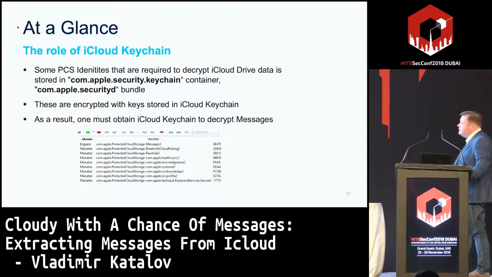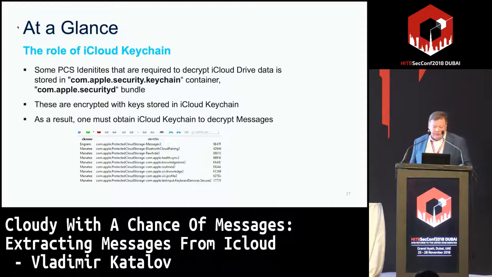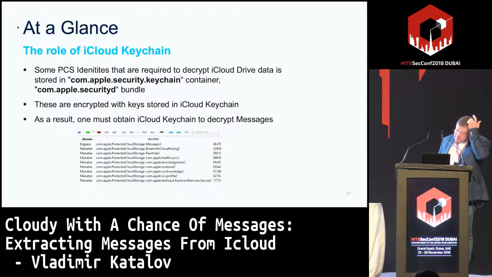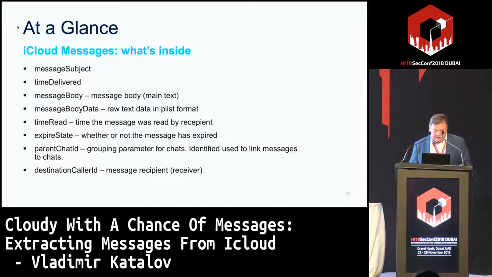Some of the chunks are encrypted with the key stored in the security keychain container and with the security diamond bundle. And there is multi-layer encryption there, and the keys themselves are also not stored in plaintext, but wrapped and encrypted with other keys. And below is a screenshot of the data we have extracted from the iCloud keychain, not in the form it's available on the phone itself, containing the encryption keys for different data categories and different zones and containers.